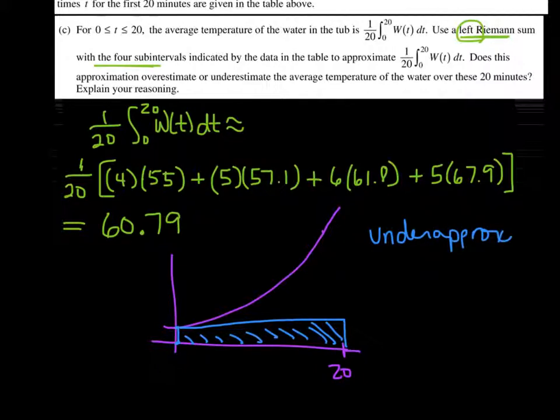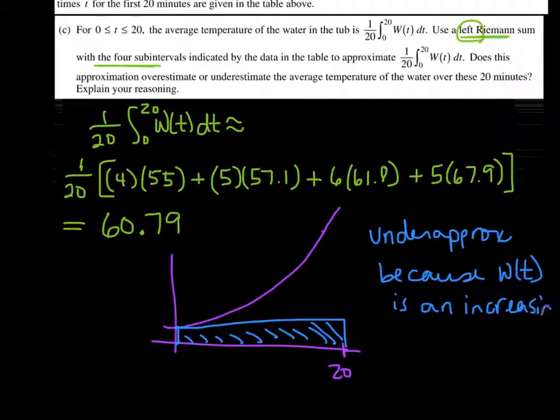And the reason why I can explain that is because W of t is an increasing function. That's enough to say that because it's an increasing function, that would be an underestimate or an under approximation. Okay, let's move on to part D, the last question for the night.